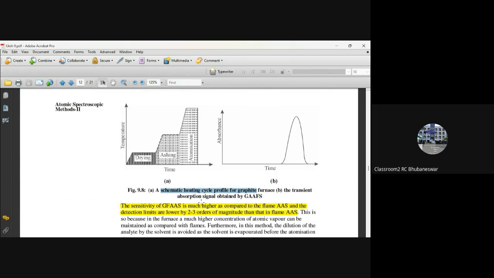Heating cycle: the temperature you are maintaining for drying, and how much time you must maintain for the drying purpose, then slowly you are increasing the temperature for ashing. Then you are keeping the temperature constant for the ashing purpose, and the time you are maintaining for ashing has to be fixed. And for atomization, you need more temperature, shooting up in the beginning, then you are just maintaining it constant, and the time you are maintaining for the atomization, this cycle you must maintain for element to element. For all elements it can't be constant, but for each element, you must maintain it.